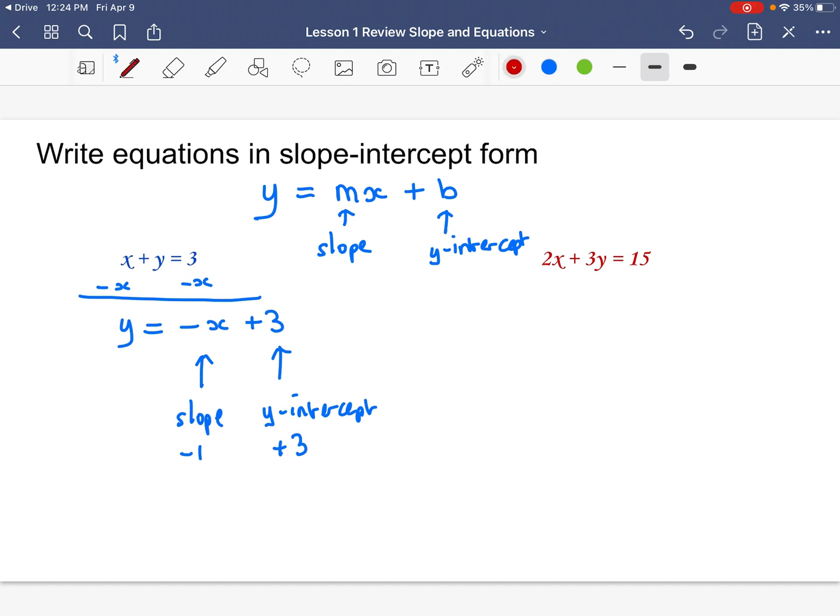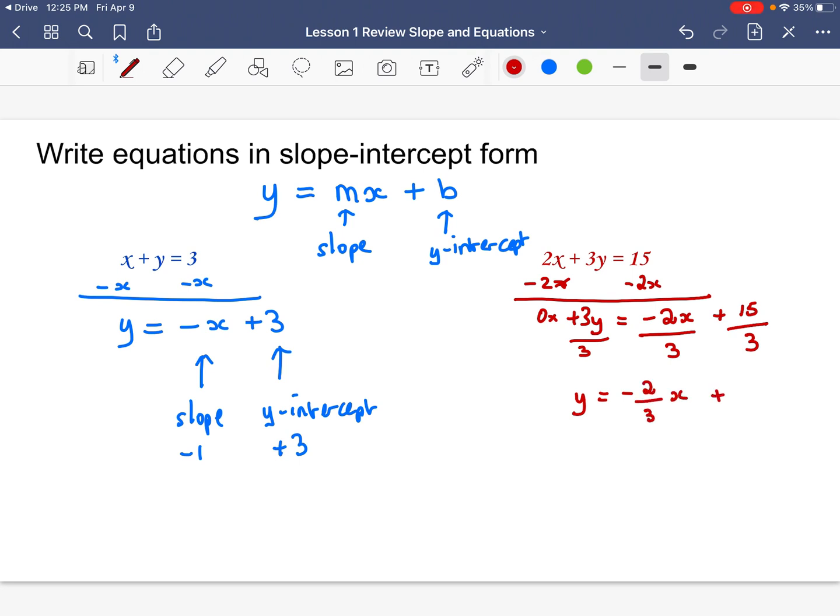And let's look at the other equation. We've got 2x plus 3y equals 15. I want just the y variable on the left-hand side, so I'm going to subtract the 2x from each side. And 2x minus 2x is 0x, plus 3y equals -2x plus 15. And I want just y, not 3y, so I'm going to divide all terms by 3, and I will get y equals -2 over 3x plus 5.